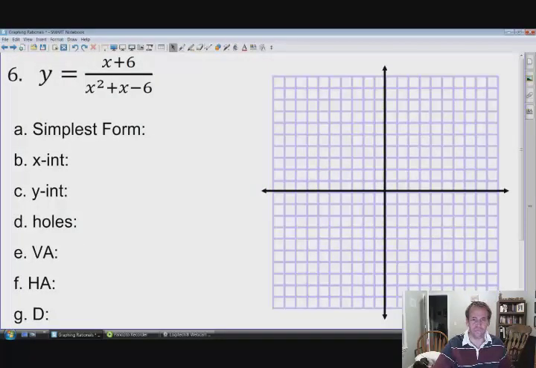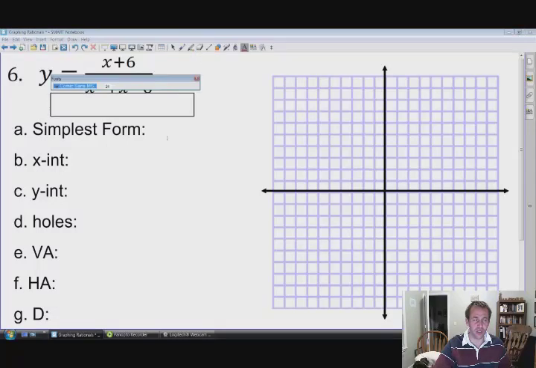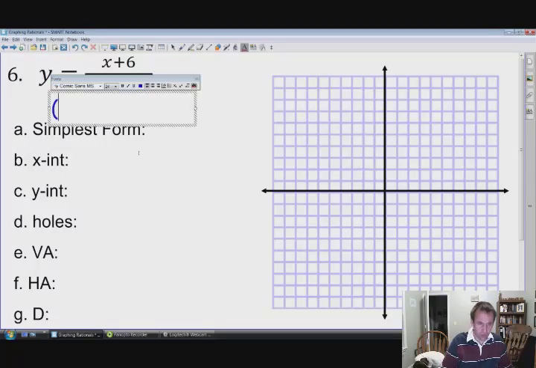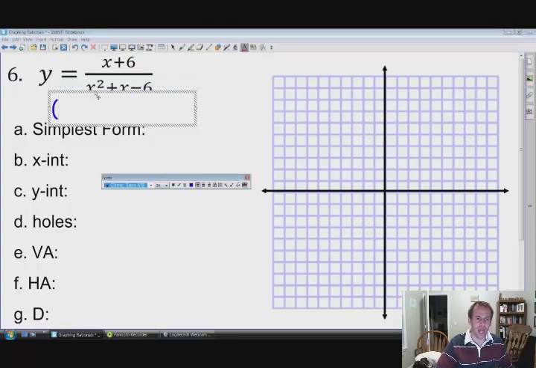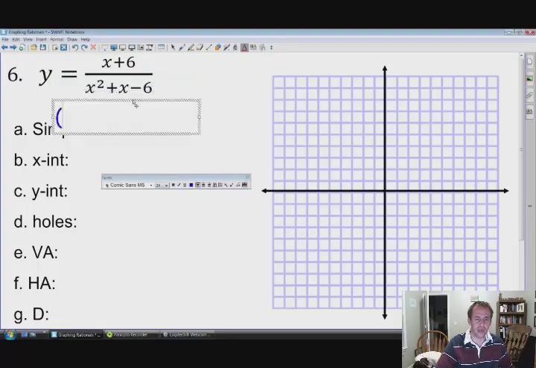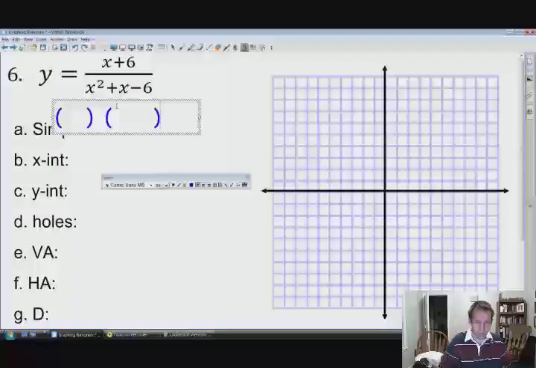Yeah. Okay, so look at this one. So this can actually factor, can it? So we're going to go and factor that. Let's see what it factors into. We're trying to get the simplest form, but this is also going to give us the holes too. There we go. X squared plus x minus 6. So what's that going to factor into?